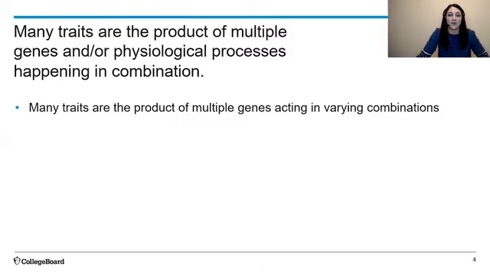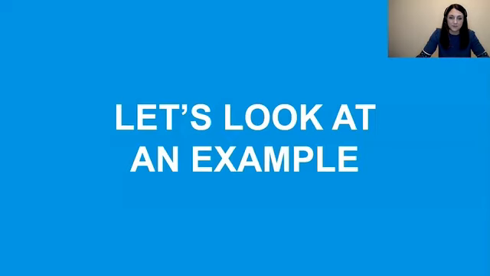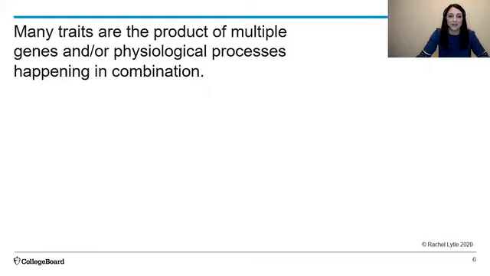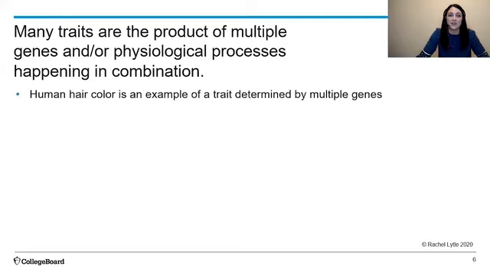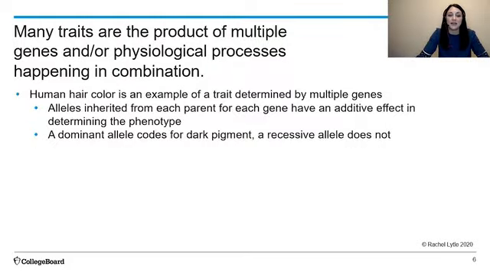Many traits are the product of multiple genes acting in various combinations, and these traits do not segregate in Mendelian patterns. So let's look at an example of that. An example could be human hair color, which is determined by multiple genes. Alleles inherited from each parent for each gene have an additive effect in determining what the phenotype will be. So a dominant allele codes for dark pigment, and a recessive allele does not.